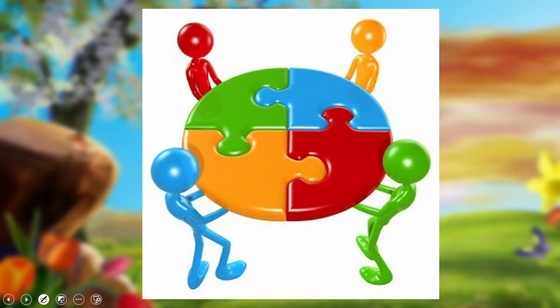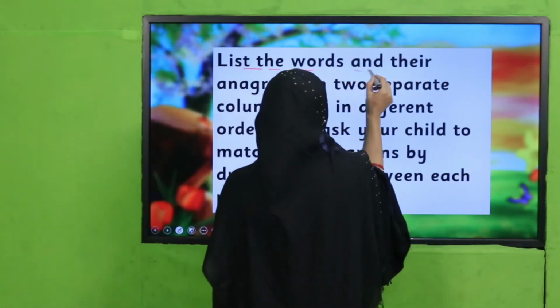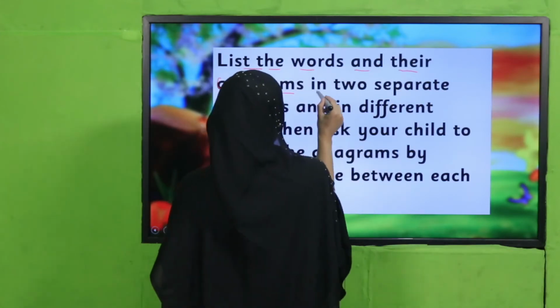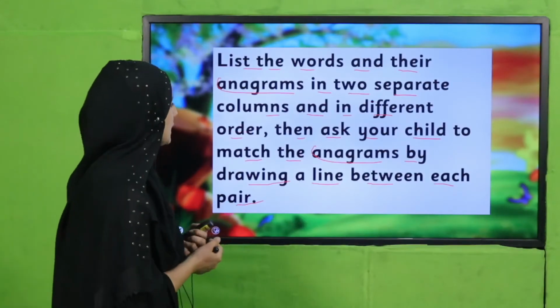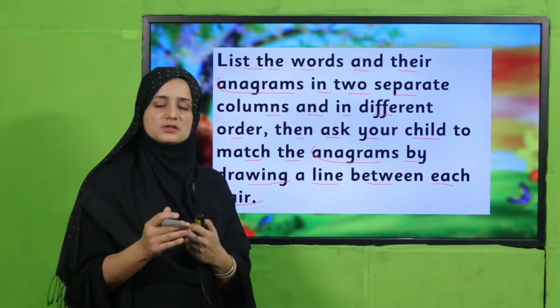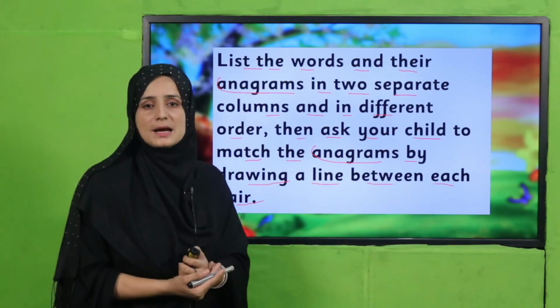Yes, now we will learn with an activity. List the words and their anagrams in two separate columns and in different order. Then ask your child to match the anagrams by drawing a line between each pair. My dear teachers, write a few words in two columns on the board, and students will match the same anagrams. Perform this activity in class and enjoy.